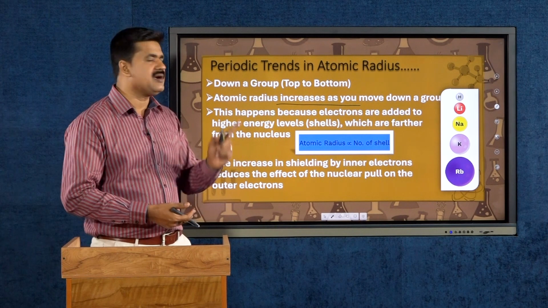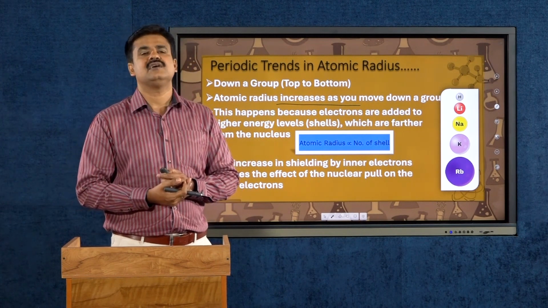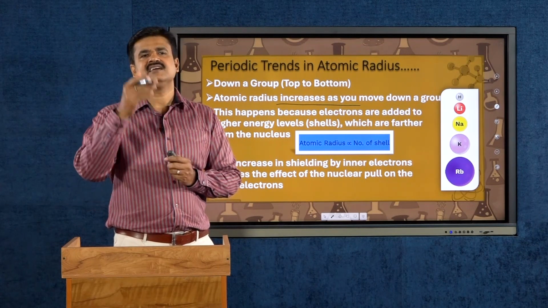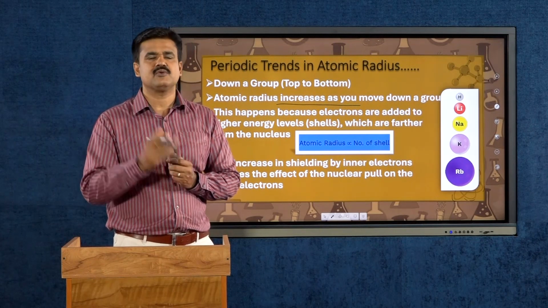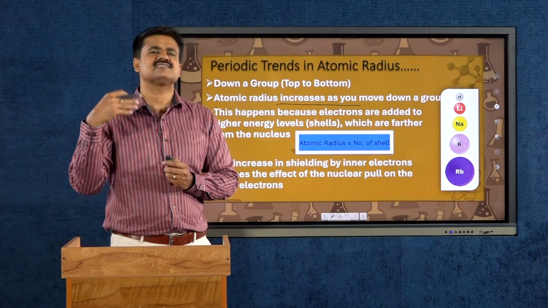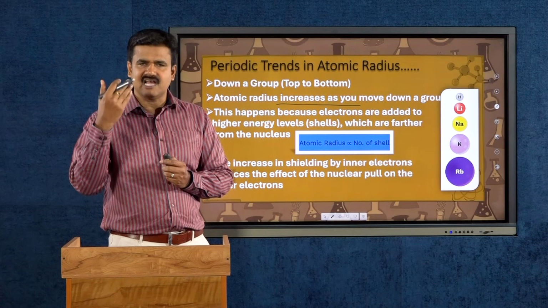Increase in shielding by inner electrons reduces the effect of the nuclear pull on the outer electrons. There is a shielding effect. Shielding effect means the intervening shells containing electrons prevent the attraction of the nucleus from the outermost electron. So you can see that with increased shielding, there is an increased size, increased atomic radius.